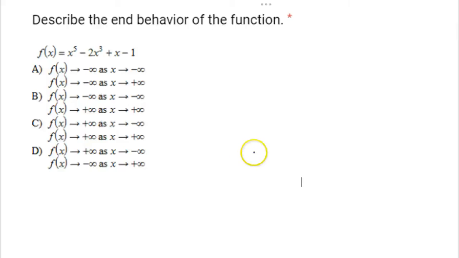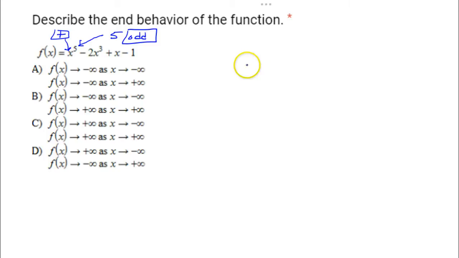In this video, we will describe the end behavior of this function. End behavior depends on two things: the degree, which in this case is 5, and the leading coefficient, which in this case is positive, and that's what really matters. In fact, when we talk about the degree, it is odd, and that's what matters, because 5 is an odd number.